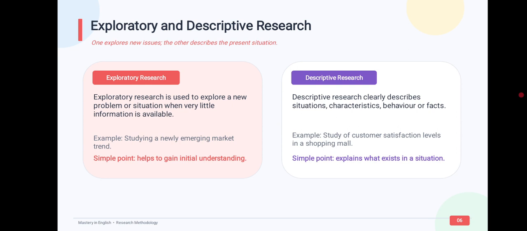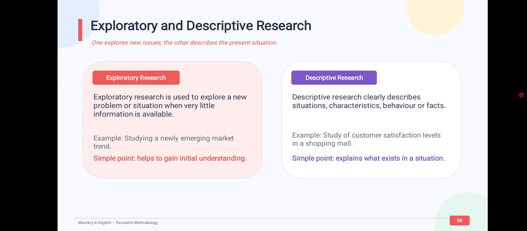The company conducts exploratory research to understand this new trend. This research helps the researchers to identify possible reasons and ideas. Next type we have descriptive research. So basically, descriptive research describes the situations, characteristics, and behavior clearly. It explains what exists in a situation.